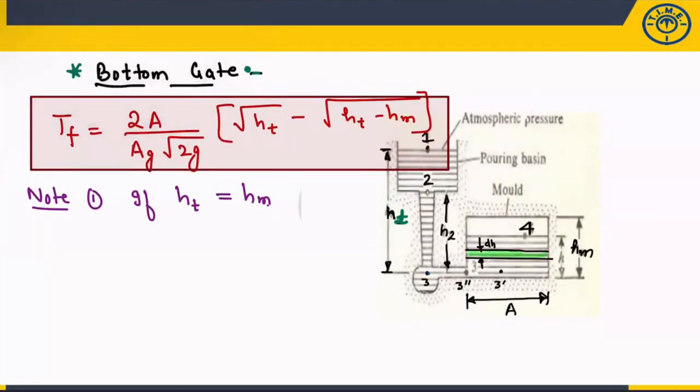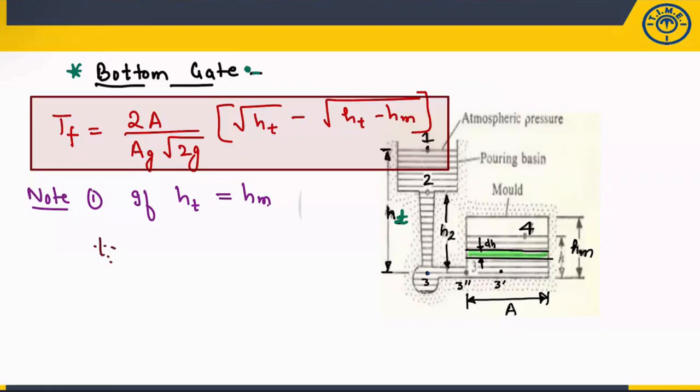So I was talking about the mold filling time by using the bottom gate system. That means the special condition is when Ht is equal to Hm. That means the total height is equal to the mold height. So Ht is equal to Hm. If you put Ht equal to Hm, what result will you get? What will be the final result?